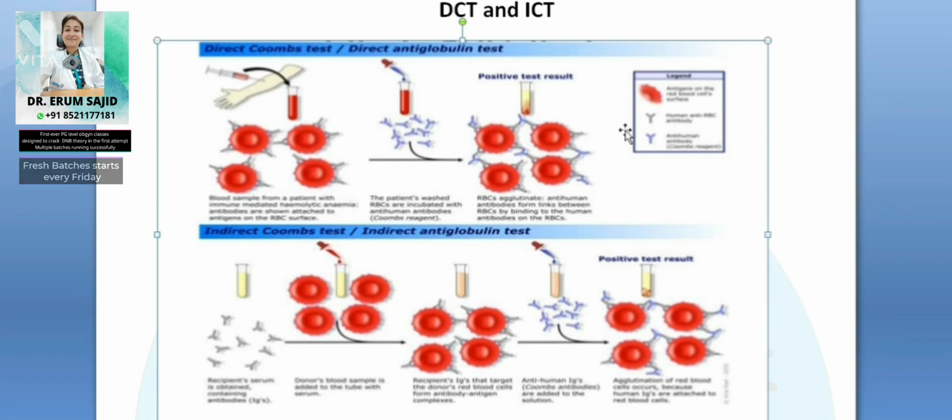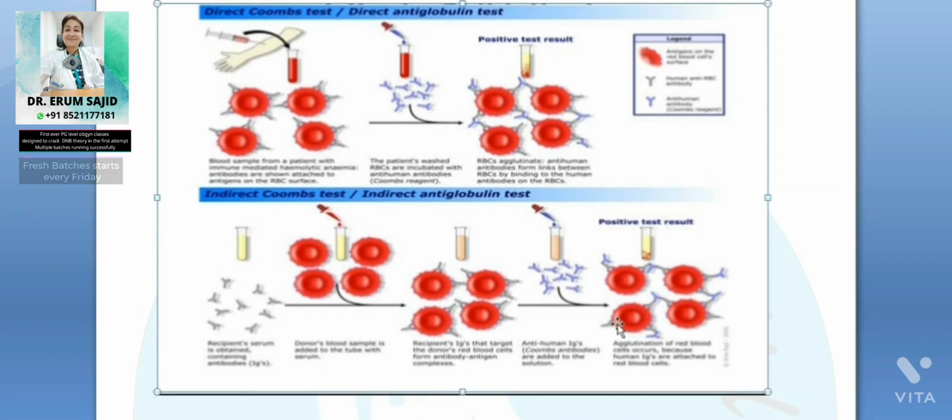So in total, what does it mean? A positive DCT result means an autoimmune hemolytic anemia is there. There is a component of autoimmune hemolytic anemia. It's nothing but aiding the diagnosis. That's all. It will help. We'll need it when we talk about diagnosis.